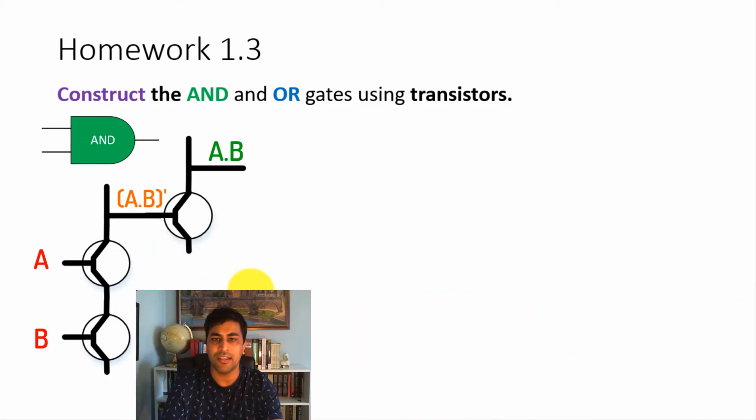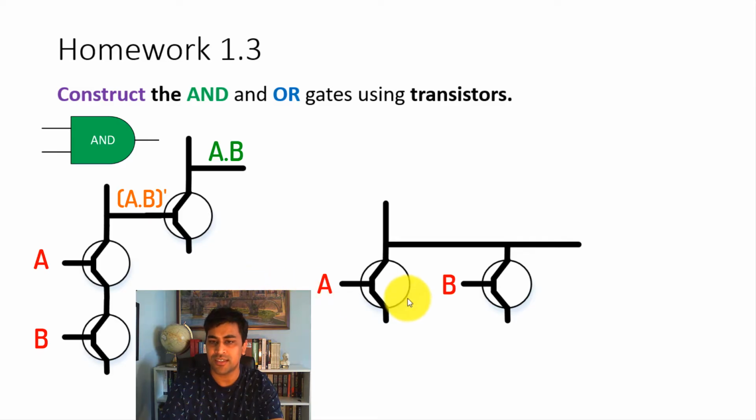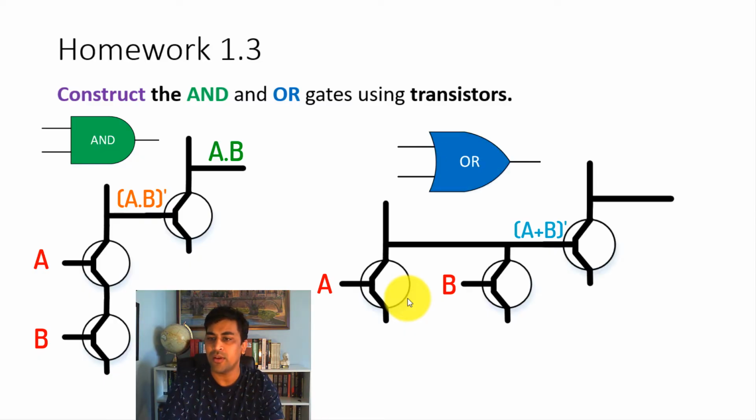For the OR gate, recall that to implement a NOR gate, we need to connect two transistors in parallel. If we add a NOT at the end of this NOR gate, we will get an OR gate. This is how we can construct the OR gate using three transistors.